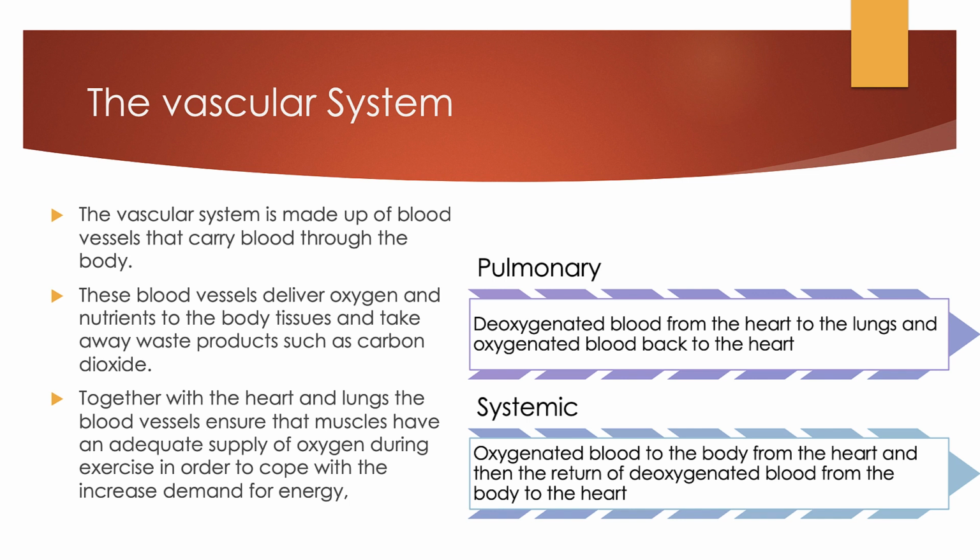There are two key words here, pulmonary and systemic. Pulmonary is deoxygenated blood from the heart to the lungs and oxygenated blood back to the heart, whereas systemic is oxygenated blood to the body from the heart and then the return of deoxygenated blood from the body to the heart.